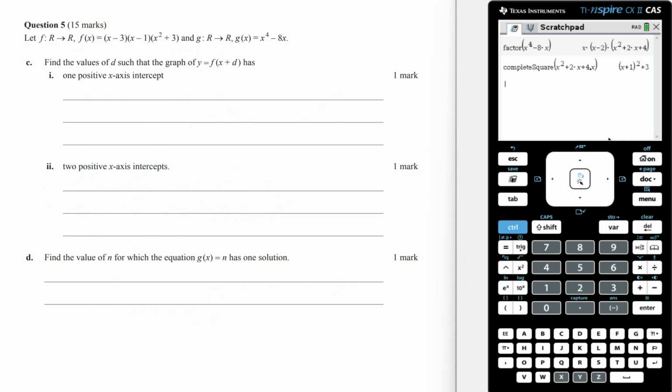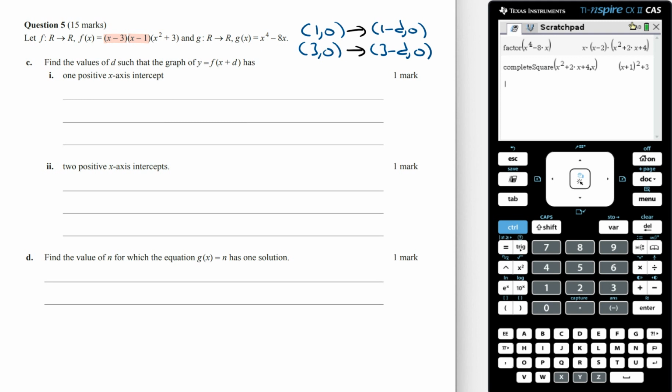Part C. Find the values of d such that the graph of y equals f of x plus d has one positive x-axis intercept. f of x plus d is going to translate the graph of f of x d units to the left. Looking at the rule of f of x, we can tell that it's going to have two x-intercepts, the first one when x is equal to 1, and the other one when x is equal to 3. And so the coordinates are going to be (1, 0) and (3, 0). If we translate this graph d units to the left, then the new x-intercepts are going to have the coordinates (1 minus d, 0) and (3 minus d, 0).